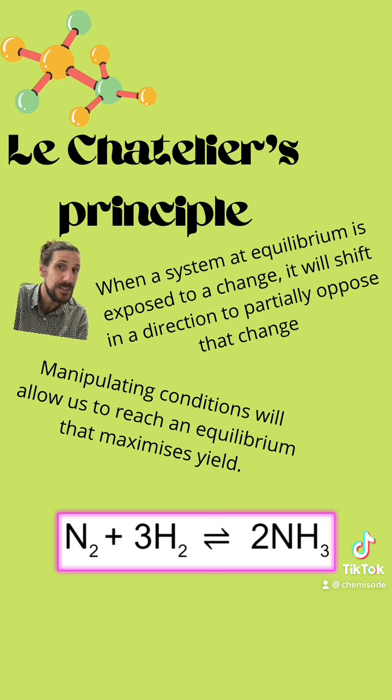If you increase the temperature, it's going to favor the endothermic reaction to cool it down again. Likewise, if you decrease the temperature, it's going to favor the exothermic reaction to increase the temperature again. So the idea of this is all about the partial opposition to a change. We do this to try and maximize yield and get more cash in our equilibrium systems.